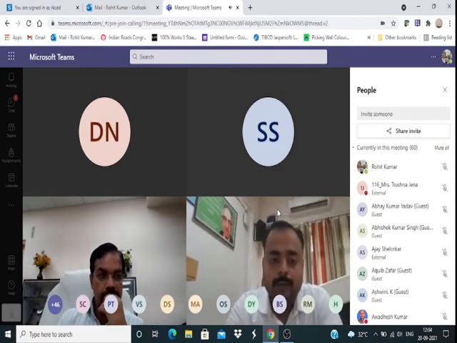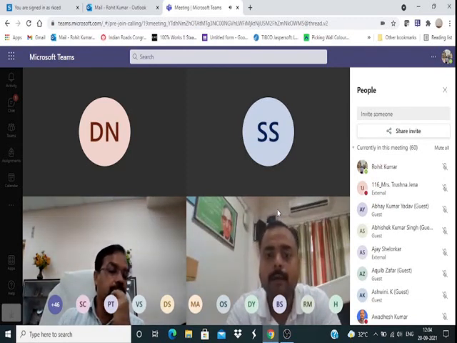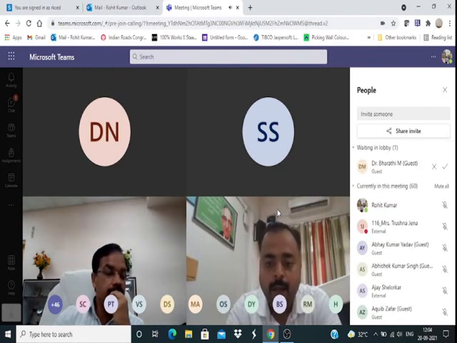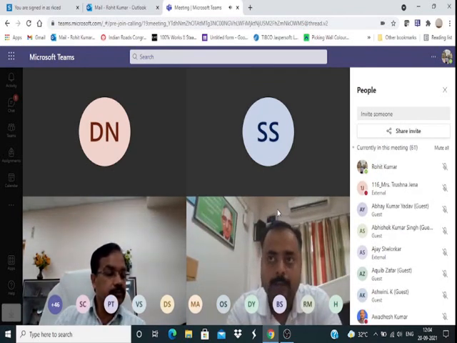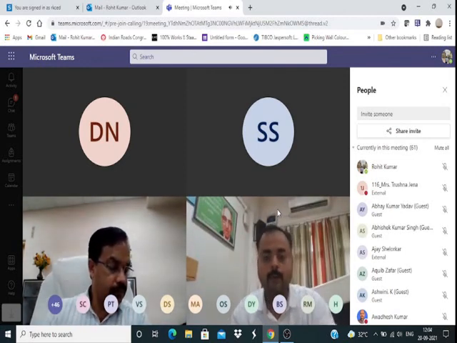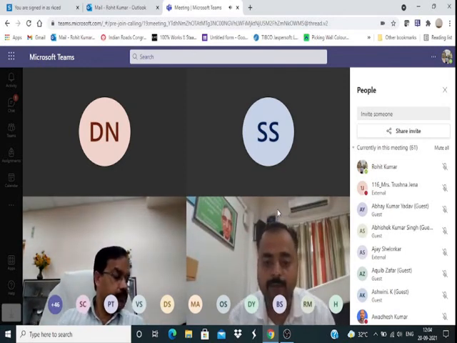Approximately 14 sessions are included in this FDP, and all the sessions will be taken by eminent faculty members of the top institutions of India, like IIT Roorkee, IIT BHU, MANIT Bhopal, NIT Raipur, and CSIR-CBRI Roorkee, and some industry experts will also be there.